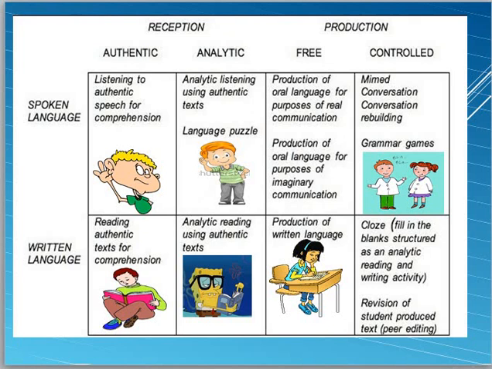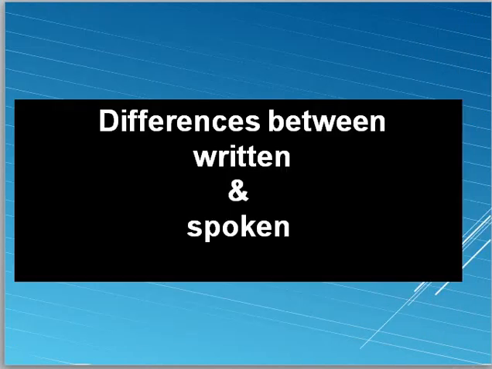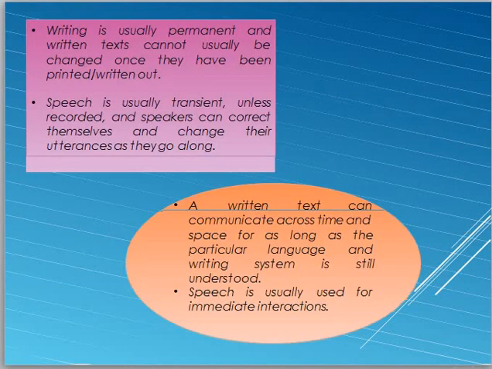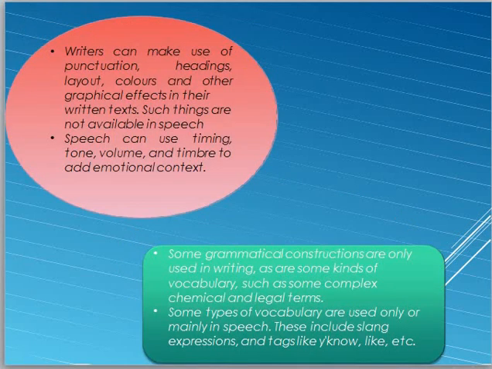Well, here is the example of spoken and written language. Spoken is basically reception, and written is production. You can see over here. Here are some differences between spoken and written language. Writing is usually permanent, and spoken language definitely is not permanent. You can just speak and change your wording. On the other hand, written text can communicate across time and space, and speech is usually used for immediate feedback.